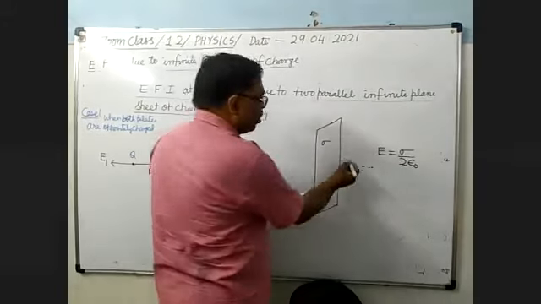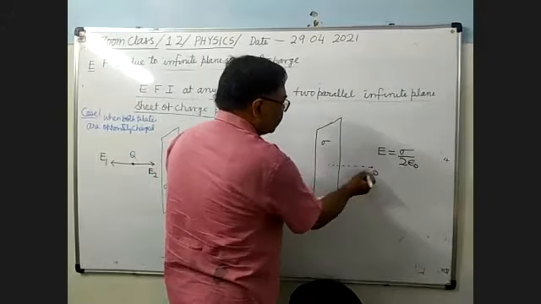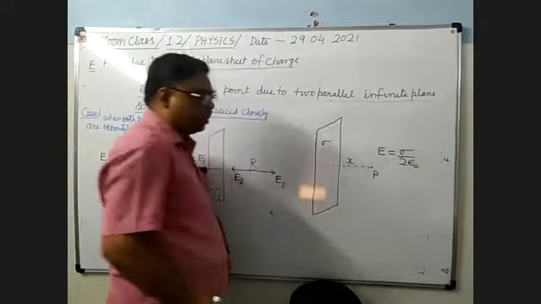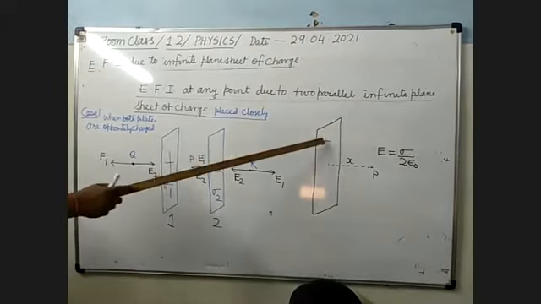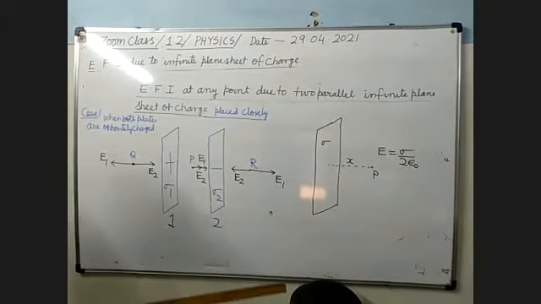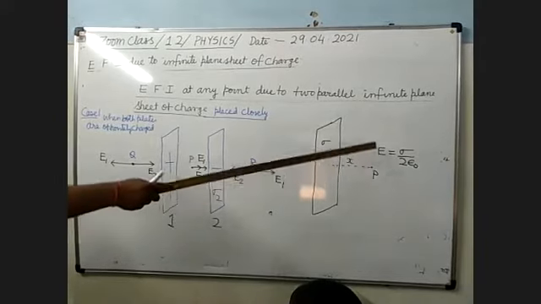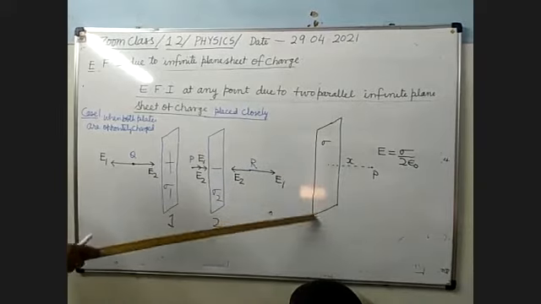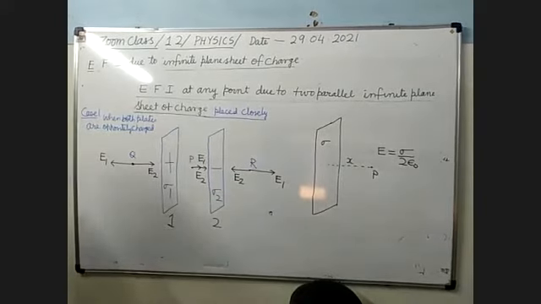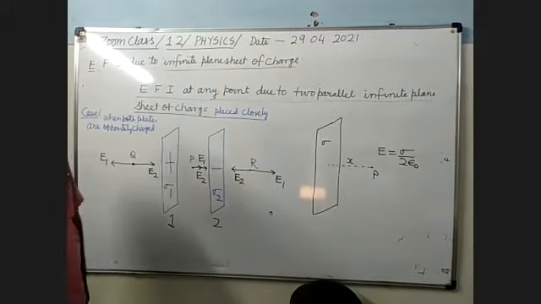And this value of intensity does not depend upon the distance of the point from the plane sheet of charge. This is clear? I told you yesterday. Electric intensity due to an infinite plane sheet of charge at any point will be given by E equals sigma upon 2 epsilon naught. Sigma is what? It is the surface charge density, that is charge per unit area.